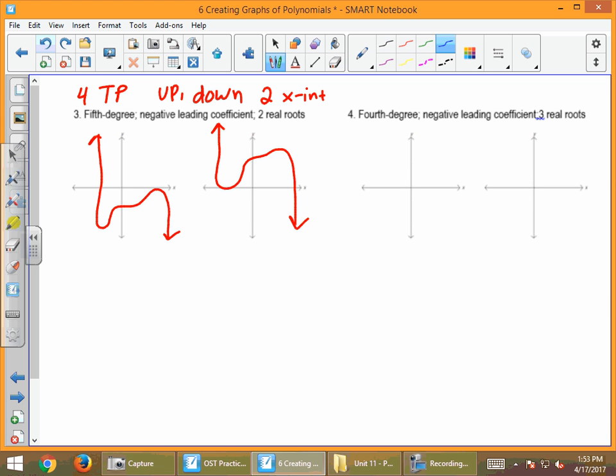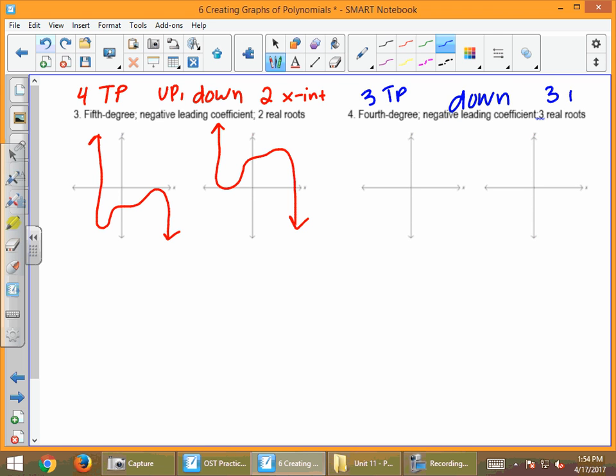Fourth degree, negative leading coefficient, 3 real roots. So how many turning points maximum can it have? 3, it's always one less than the degree, so 3 turning points. Negative, and when it's an even degree, we know it's pointing in the same direction, so which direction are they both going to point? Good. Both ends are going to point down. And then 3 real roots, so how many times does it touch? 3 times, so it's going to have 3 x-intercepts.